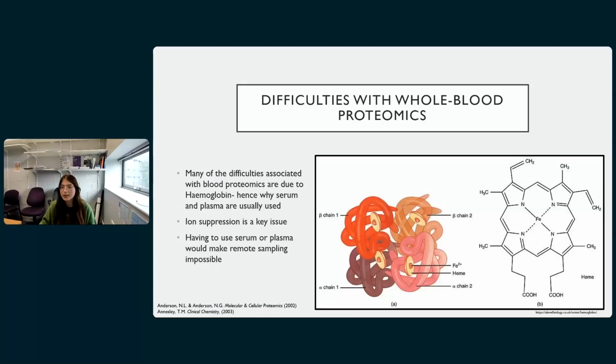So the higher the abundance of the protein in a sample, the more likely it is to be detected, essentially. Now, we can't spin reconstituted dried blood spots down into plasma. Believe me, I've tried. It would make life a million times easier if you could.